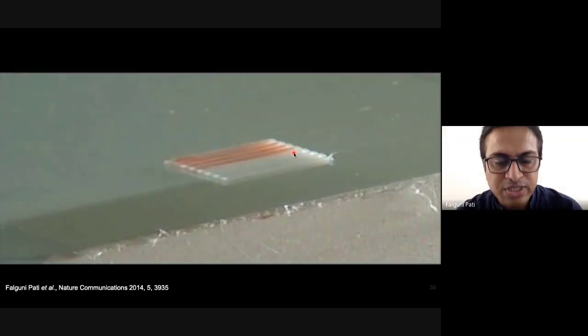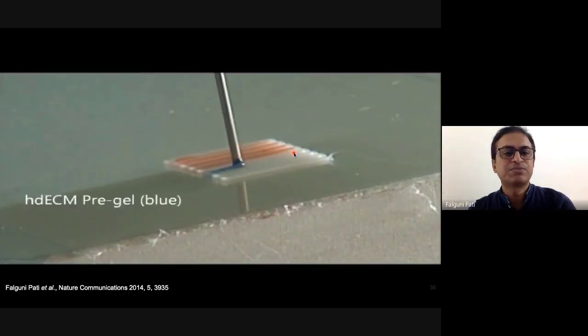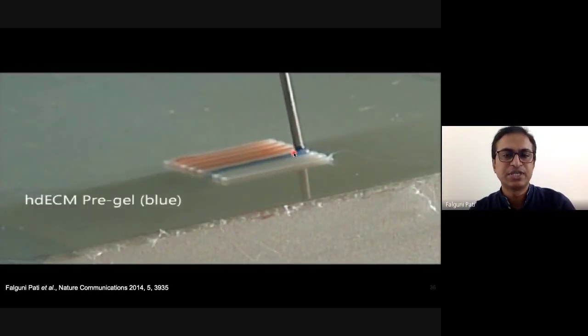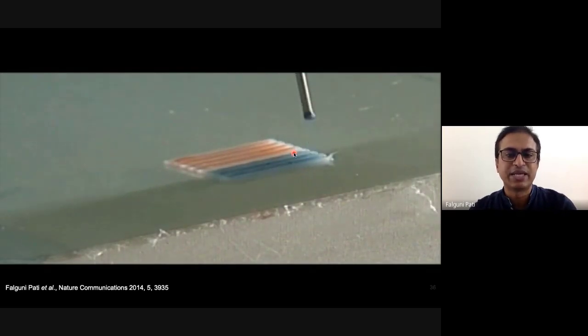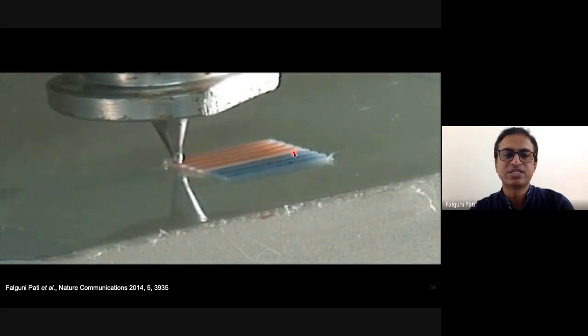And this hydrogel also contains cells. Here we have shown two different types of hydrogels can be added, like blue and pink. So basically we can position this hydrogel anywhere in the structure.